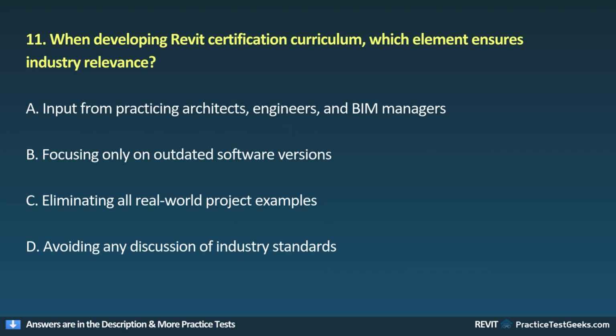11. When developing Revit certification curriculum, which element ensures industry relevance? A. Input from practicing architects, engineers, and BIM managers. B. Focusing only on outdated software versions. C. Eliminating all real-world project examples. D. Avoiding any discussion of industry standards.